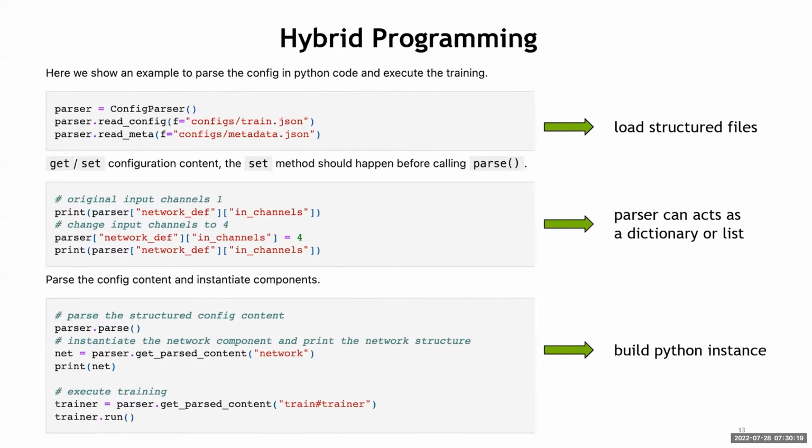So here we can create the network def object, pull up as in channels. We can change what those values are and then actually create the object again to see what that does. And we call the method get parse content that will actually instantiate the object for us. And then that is going to be something that we can use right here and now in the code. And that object is going to be just a regular MONAI class.